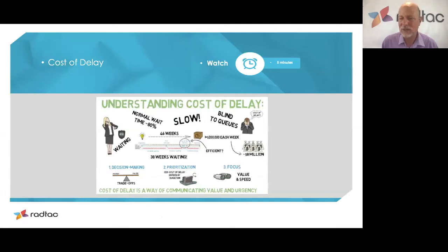Cost of delay. Sadly, I haven't got time to run this particular thing. Cost of delay. This is a good 5-minute overview from an organisation called Black Swan Farming. I would suggest you go onto the internet, search for cost of delay Black Swan Farming, and you'll find a 5-minute overview of what cost of delay is. It's another really key thing that we need to monitor. The cost of delay is talking about what is the cost of delaying one thing as opposed to the cost of delaying another thing.